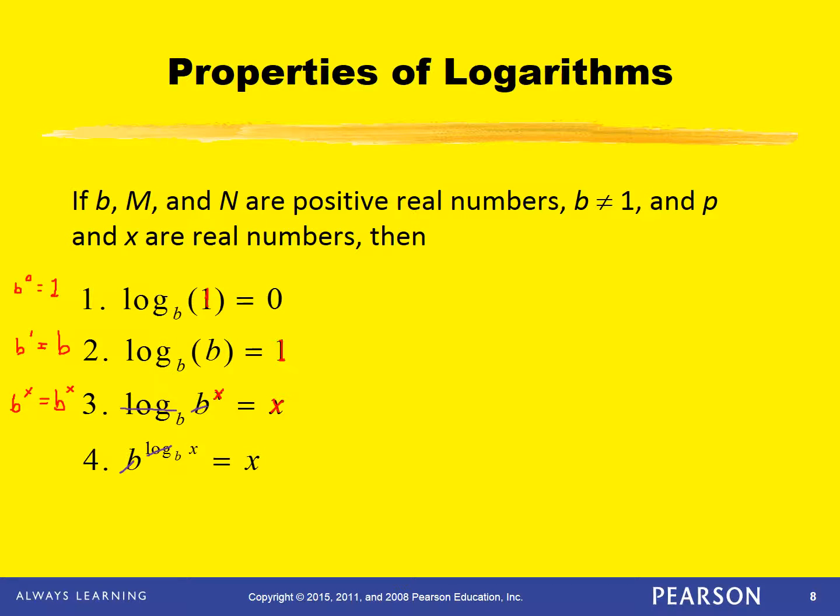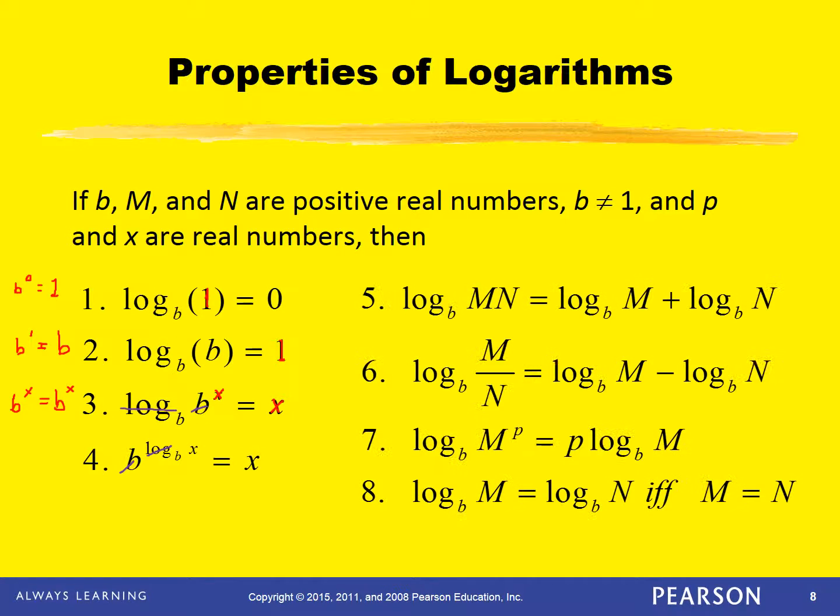You take an x, you run it through b to the x, you run the result through log base b of the input, and you get back the original x. Well, the same thing happens with this. Cancel, cancel. The exponential is now undoing the logarithm, and you're getting the x out of it.